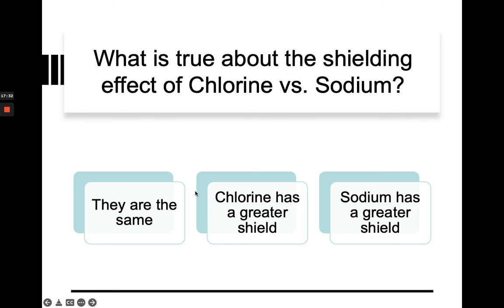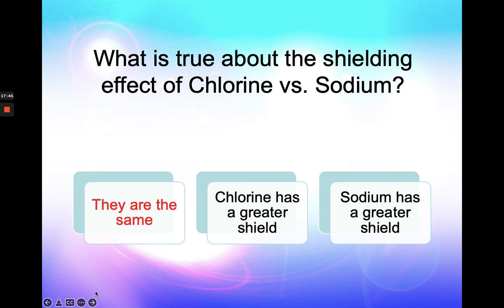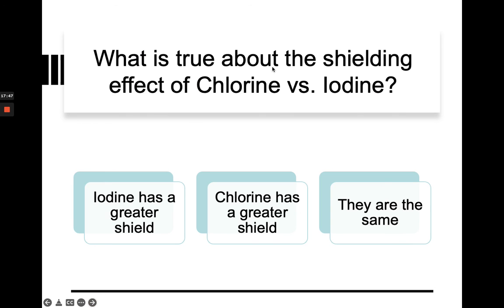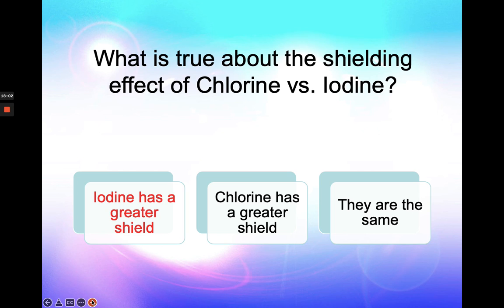All right, so what is true about the shielding effect of chlorine versus sodium? They are in the same period, okay? They're both in the third energy level, the third period. So their shielding effect is the same. On the other hand, what's true about the shielding effect of chlorine versus iodine? Chlorine is in the third energy level. Iodine is, I believe, in the fifth. So in between its valence electrons and the nucleus, iodine's going to have more. So iodine has the greater shield.